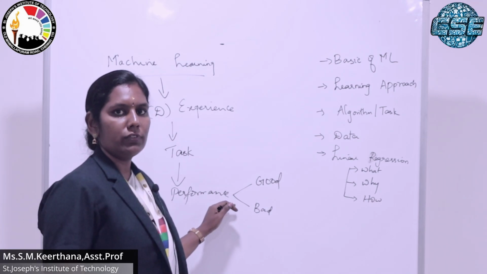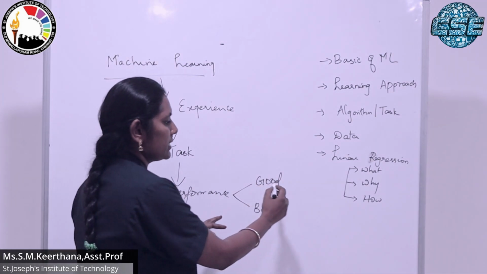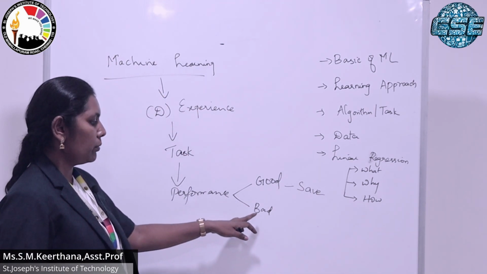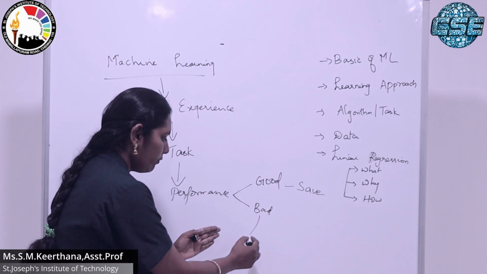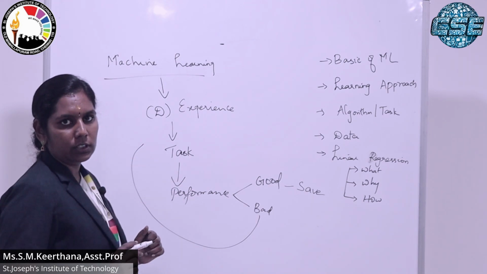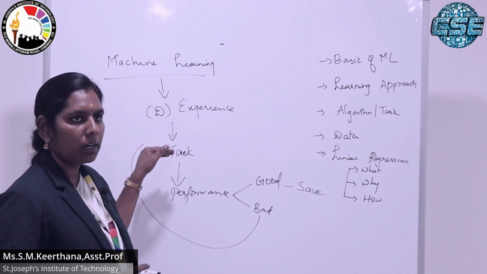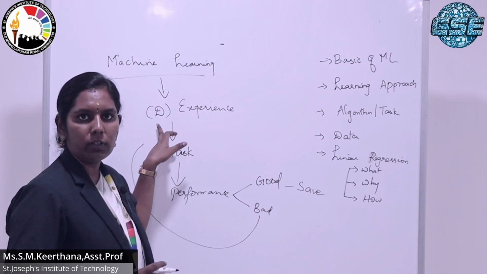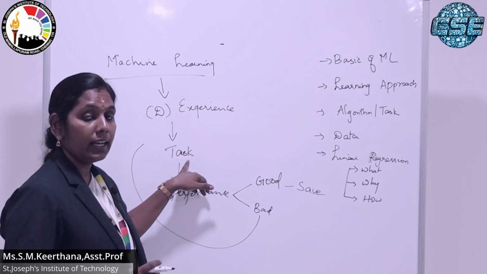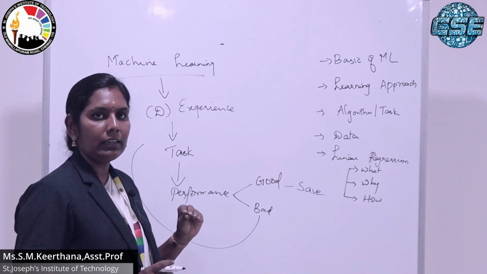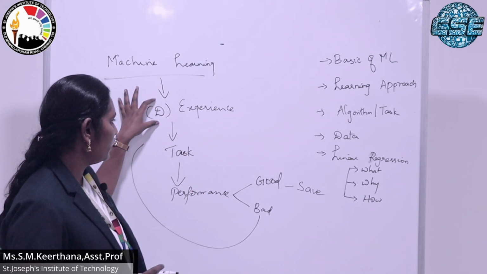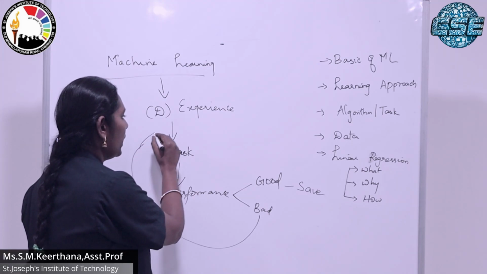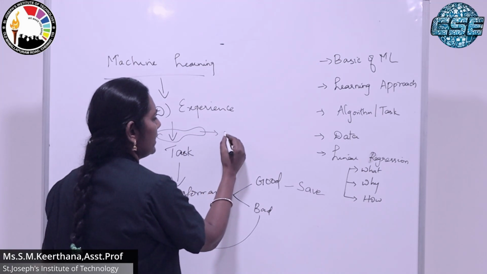Suppose the performance of the model is good, what do we do? We just save the model. Suppose the performance of the model is bad, what do we do? We have to go back and make some alterations. Where do we concentrate to make alterations? We cannot touch the input, that is the data. We cannot touch the task, the important algorithm. So we cannot disturb either the data or the task. Where we have to make the alteration is in the intermediate, which is the learning.